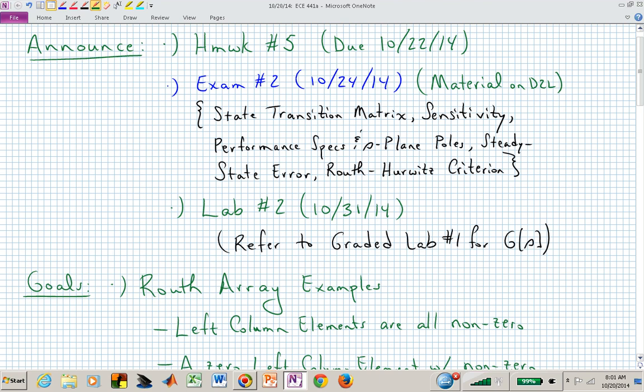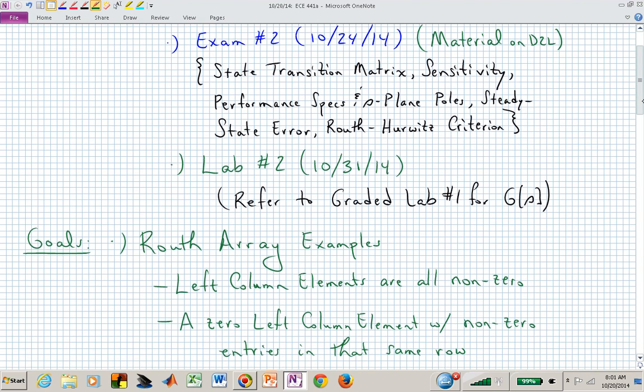Lab number 2 is due a week after exam number 2, but lab number 2 is dealing with material that will be on exam number 2 in terms of design specifications, or where your S-plane poles are located to achieve certain performance specifications like settling time, percent overshoot, and peak time or rise time. You need to know that, obviously, for exam number 2.